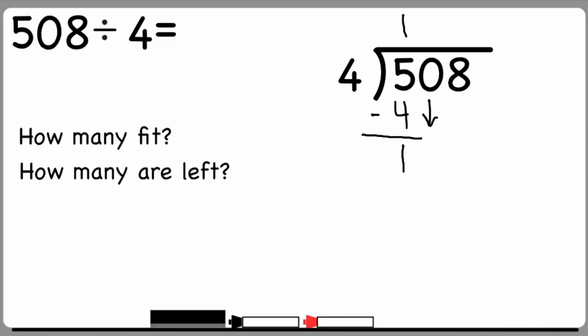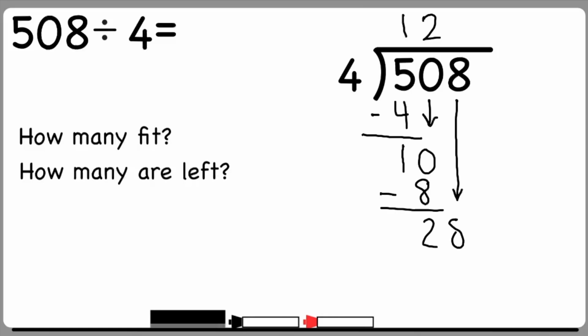Bring down your 0. And now we're asking how many 4s fit into 10. Should be 2. 2 groups of 4 is 8. How many are left? 2. Bring down your last digit. 28 is our new number. How many 4s fit into 28? Should be 7. 7 groups of 4 is 28. And after I do my subtraction, I can see there are none left. So 508 divided by 4 is 127.